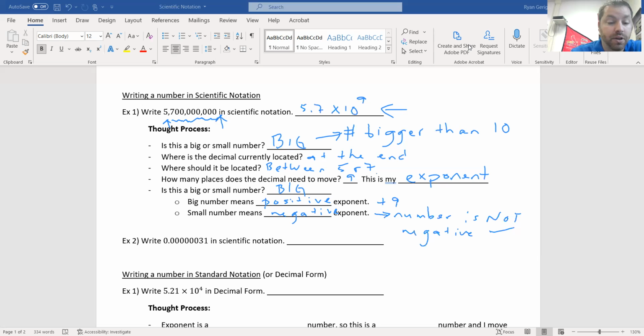Another question here, right? 0.000031 in scientific notation. Right now the decimal is visible. It needs to be between the 3 and the 1. So 3.1 is where it needs to be. I'm just going to go ahead and write that. Now I need to move that decimal. However many times I move it is my exponent. So 1, 2, 3, 4, 5, 6, 7. I moved it 7 spots. This is a small number though. A small number has a negative exponent. So negative 7.